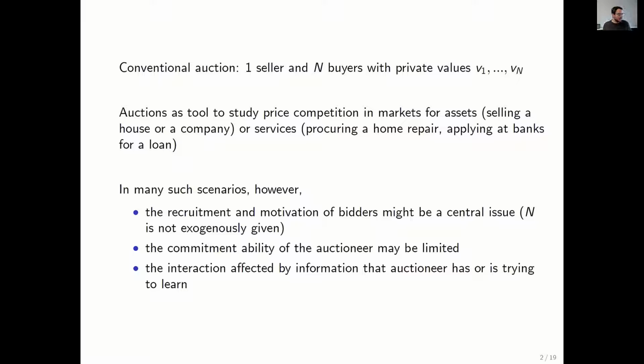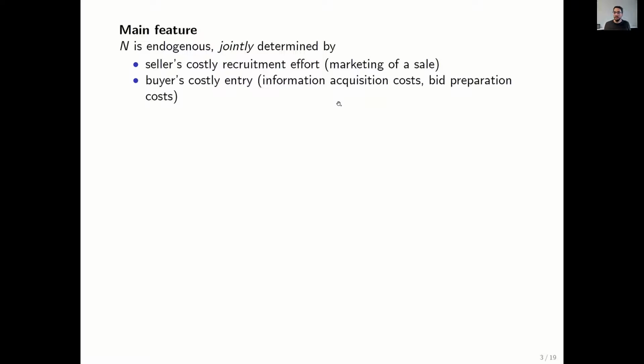In particular, in our model, the number of bidders n will not be exogenous; we think about it as being endogenous and the outcome of a game. More specifically, n is endogenously determined jointly by the actions of the seller and the bidders. The seller will exert costly effort into recruiting and contacting bidders. On the other side, the contacted bidders may or may not participate because participation comes at a cost.